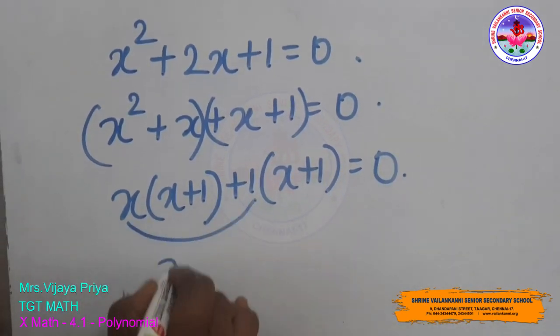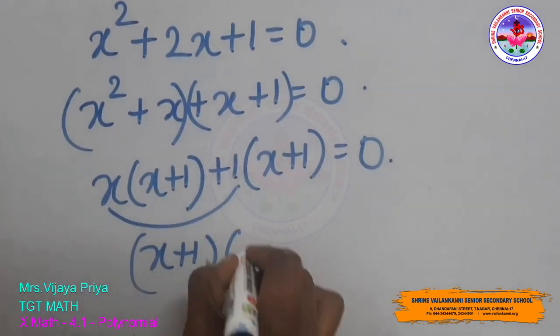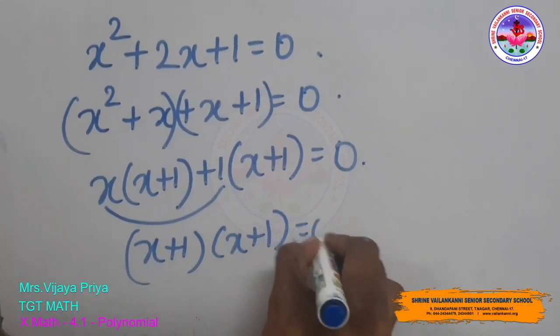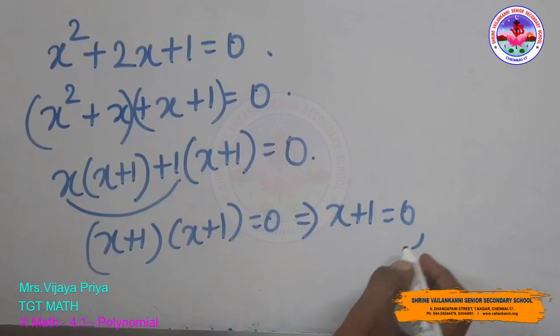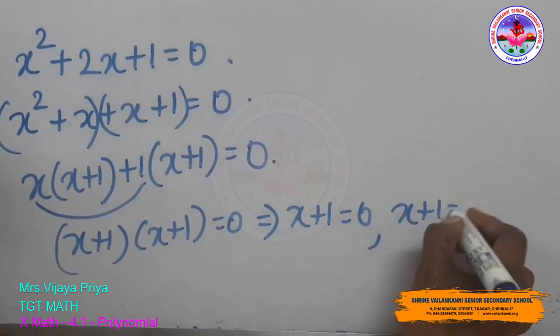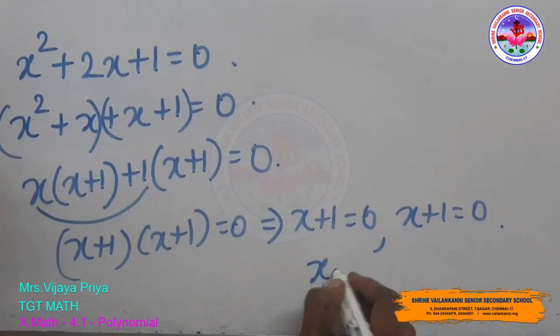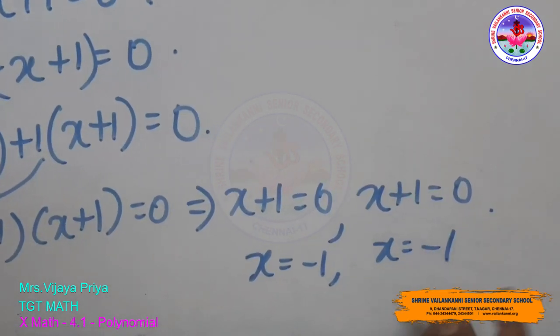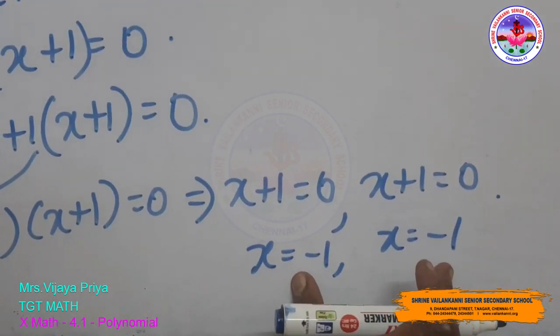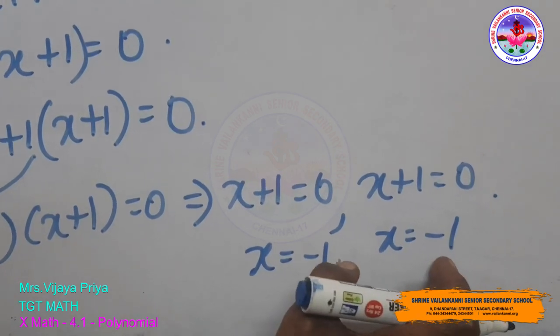So I have x plus 1 into x plus 1 is equal to 0, which implies x plus 1 for the first case is 0 and for the second case x plus 1 is equal to 0. So thus I got x is equal to minus 1 and x is equal to minus 1. So I got two more zeros as minus 1 and minus 1.